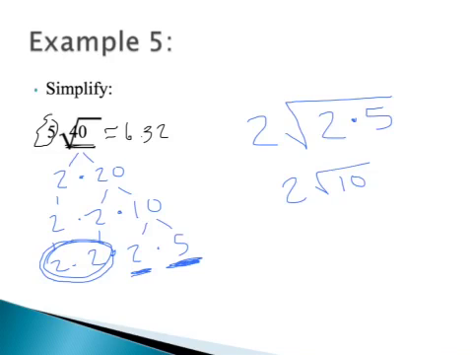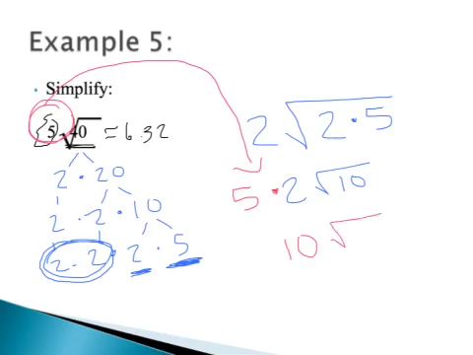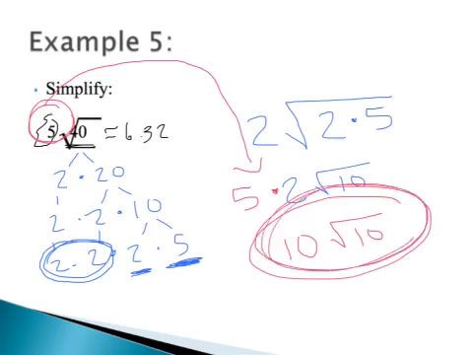But now, let's go back to this 5 that we had in the beginning. We're going to bring this 5 over. Notice he's outside the house, so he's going to stay outside the house. We're going to multiply with this buddy 2. 5 times 2 will give us 10. And then we also have 10 inside the house. So our final answer is 10 square root 10.